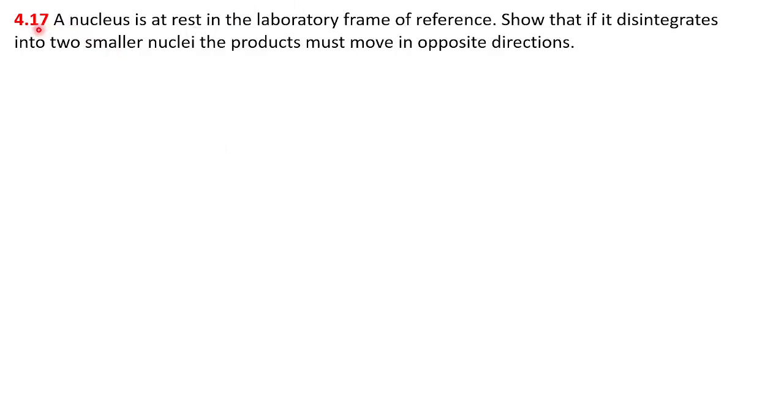This is taken from a textbook exercise problem. If you read the question, you will not be able to understand anything. I will discuss, and when I discuss, you can understand that. All of you please listen carefully. A nucleus is at rest in the laboratory frame of reference. Show that if it disintegrates into smaller nuclei, the products must move in opposite directions. It's a textbook question. So, what does it mean?